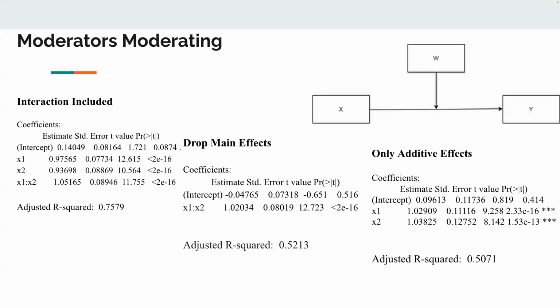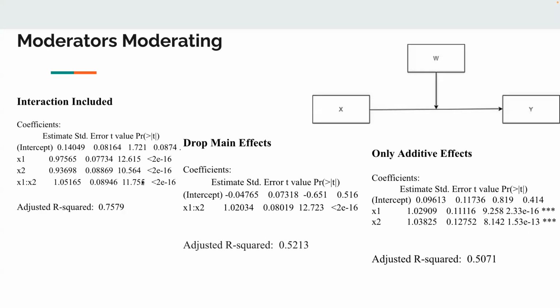If I were just to run a basic model, if I include the interaction of both of our predictors, so x1 and x2, x1 is going to be our x over here, and x2 is going to be our moderator. We can see that we've got a significant interaction. This is smaller than 0.05, so it's significant.